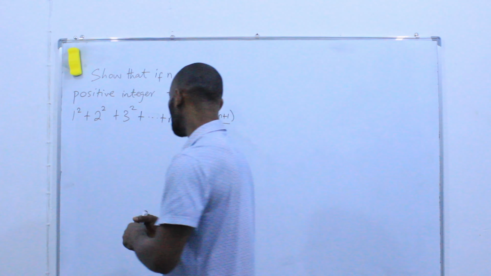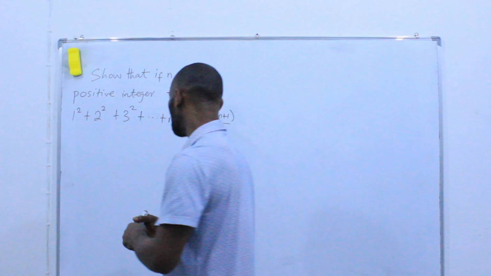So when n is equal to 1, the partial sum on this side will give us 1 squared, which is equal to 1. And then the formula, when we substitute the value n equal to 1, will give us 1. So the left-hand side is equal to the right-hand side. So we have proved that this equation and the partial sum here is true when n is equal to 1.